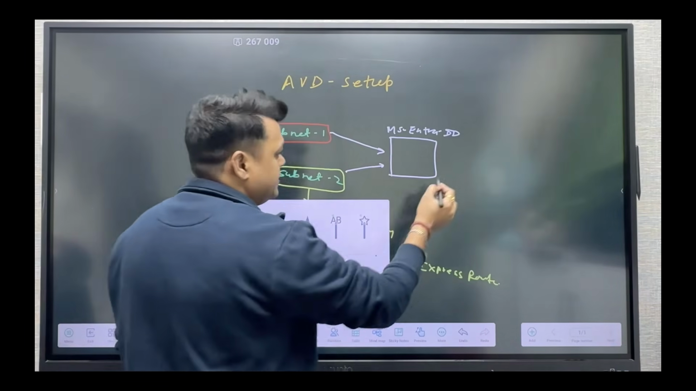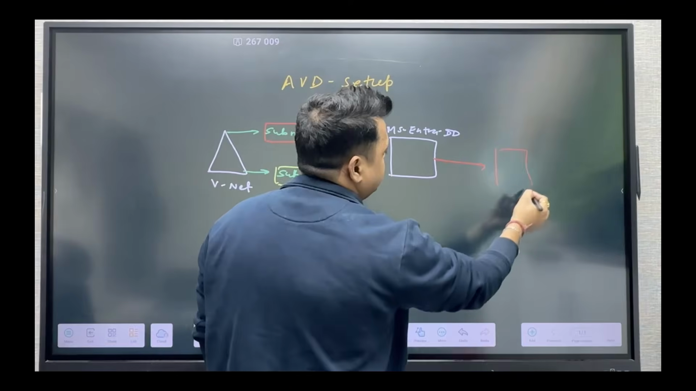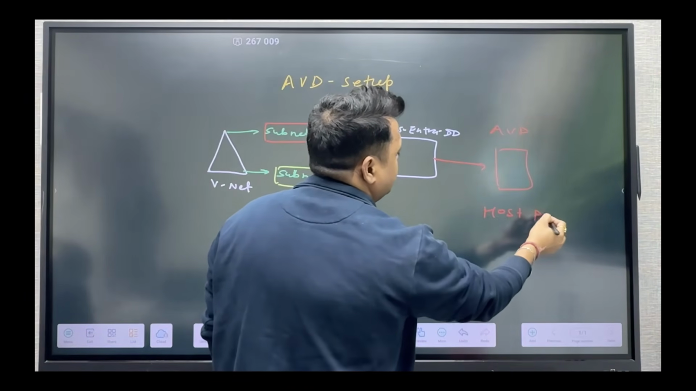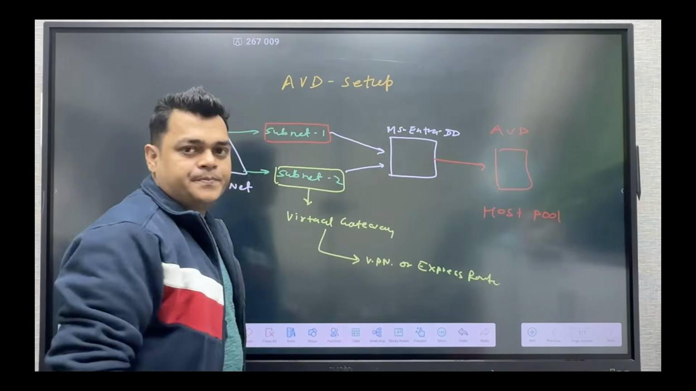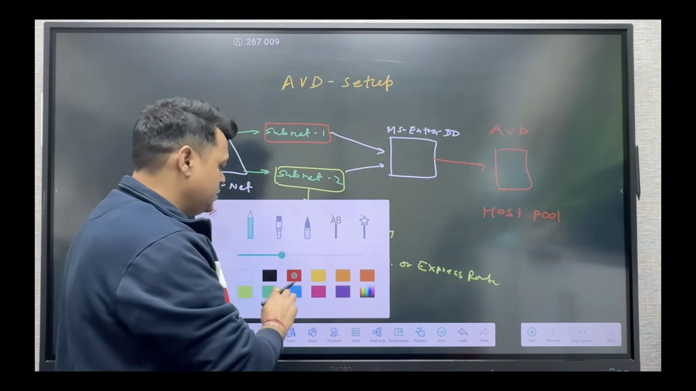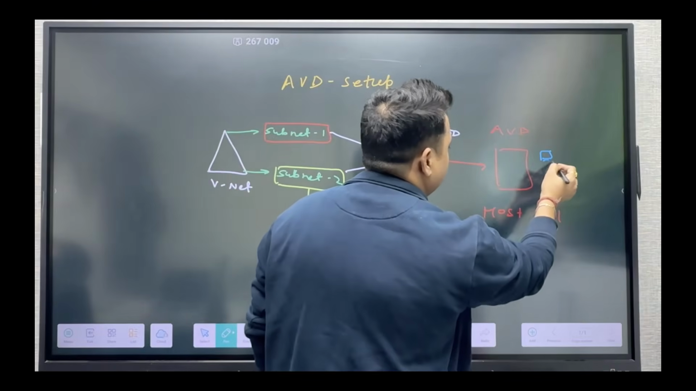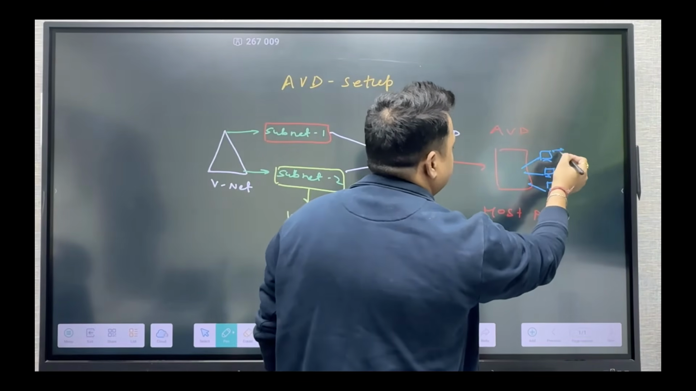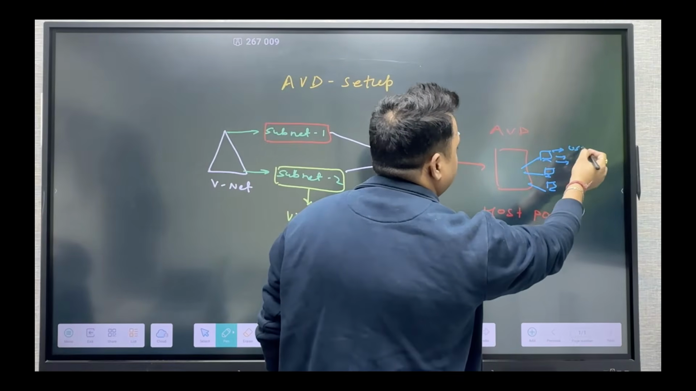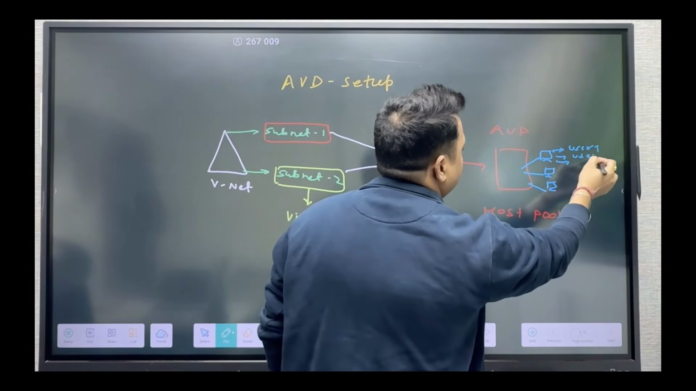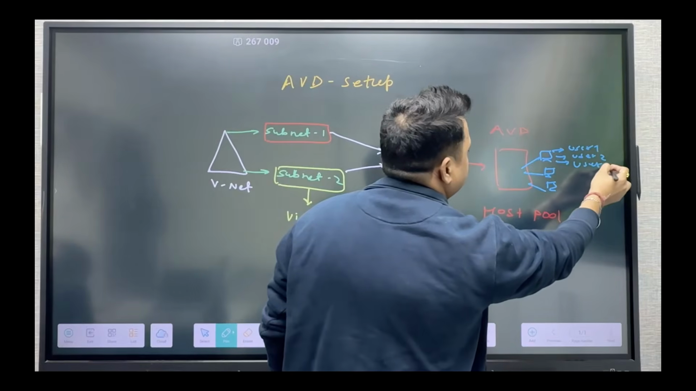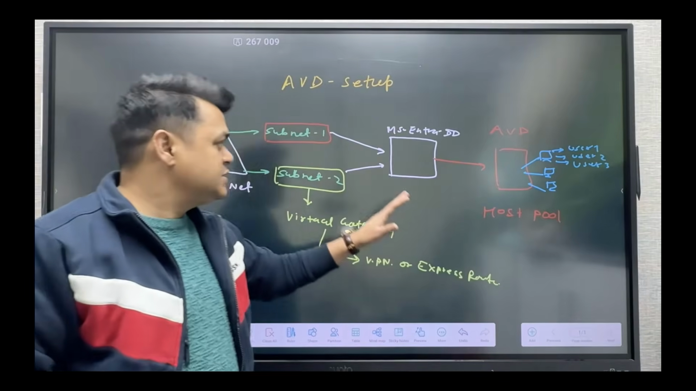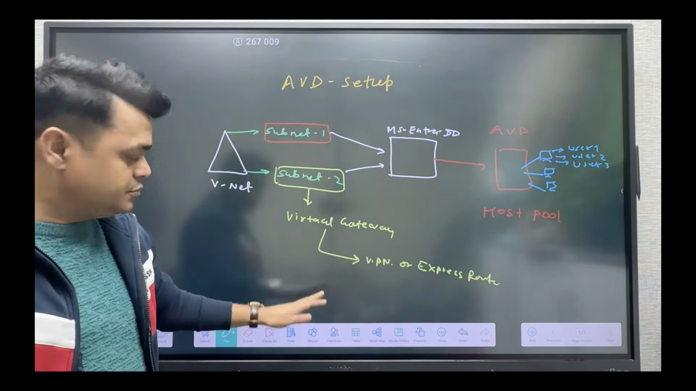And number third, after that, create the AVD host pool. You need to establish the AVD host pool, and in the host pool, you can create a number of virtual machines. And you can assign a number of users, user 1, user 2, user 3. All the users can get access to your virtual machine at the same time. So this is the diagram, the structure that you can use.